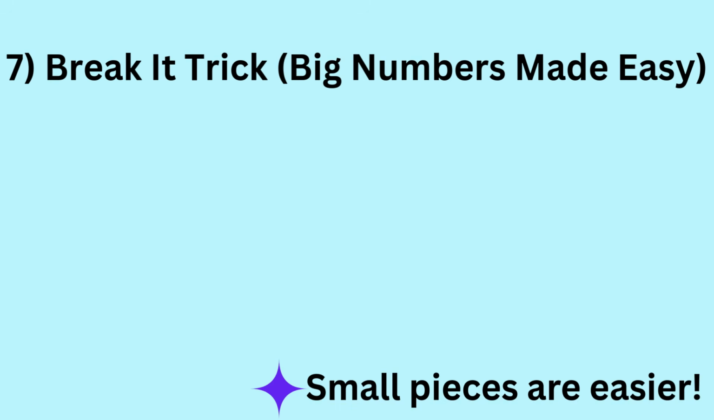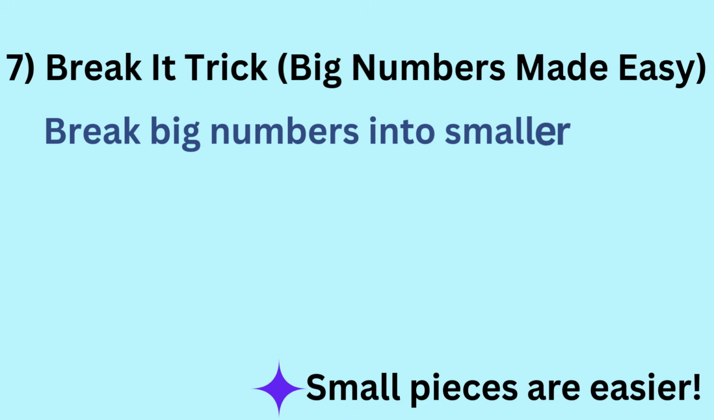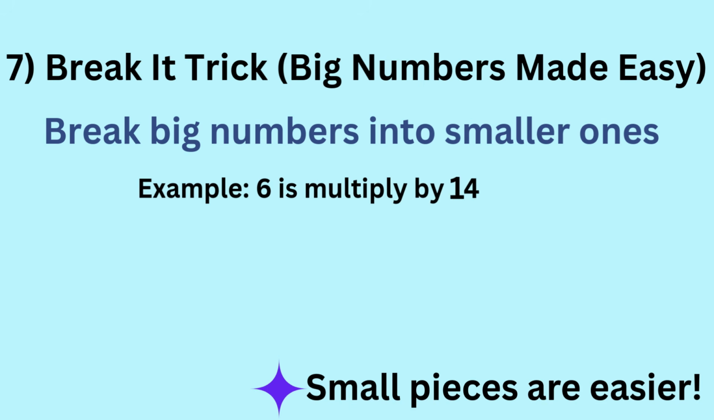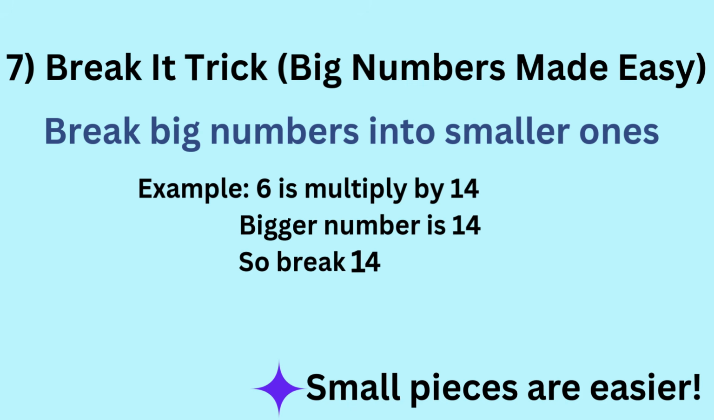Break it trick. Break a big number into smaller ones. Example: 6 is multiplied by 14. The bigger number is 14. So break 14 as 10 plus 4. So 6 is multiplied by 10 plus 4.